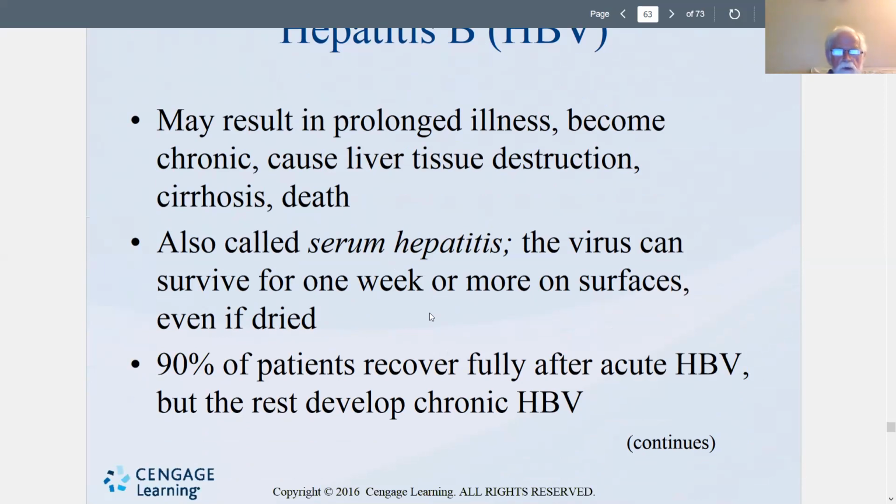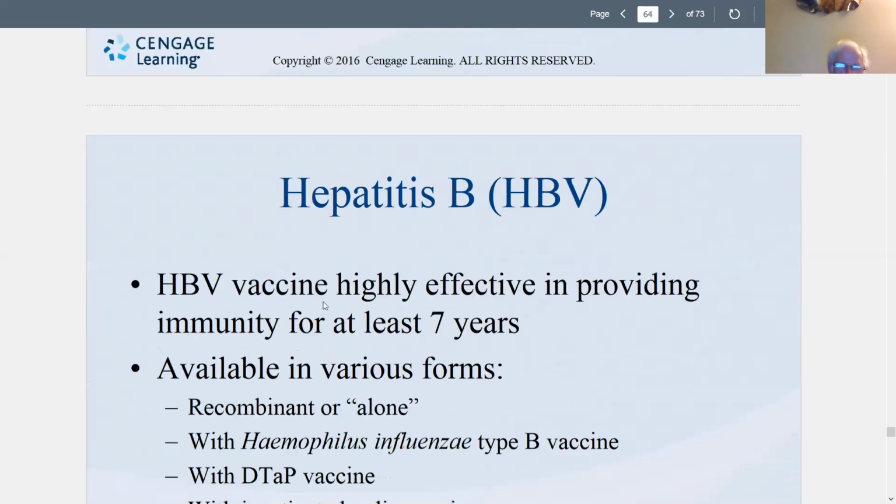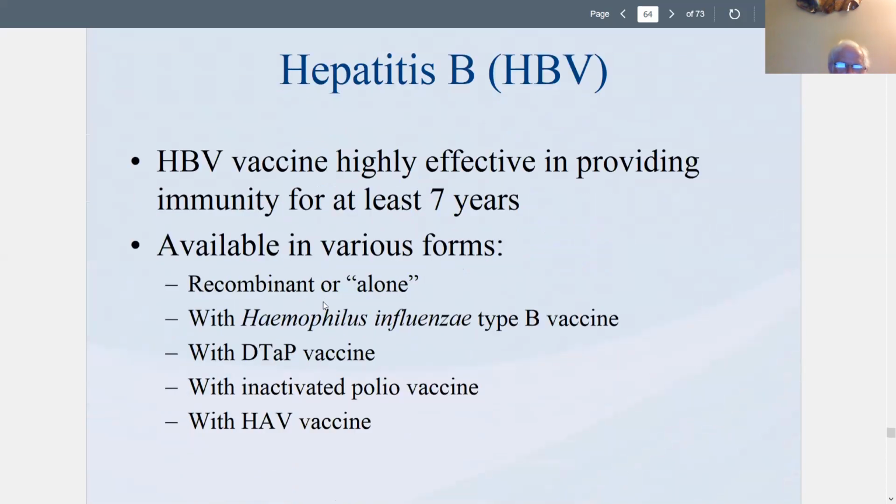90% of the patients will recover after an acute phase. The immune system will step in and start taking care of it, but the remaining 10% can develop chronic disease. The vaccine is very effective.